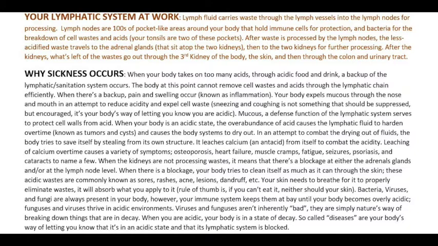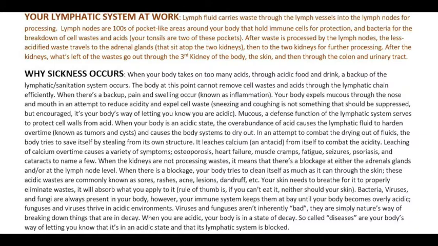After waste is processed by the lymph nodes, the less acidified waste travels to the adrenal glands that sit atop the two kidneys, then to the two kidneys for further processing. After the kidneys, what's left of the waste goes out through the third kidney of the body, the skin, and then through the colon and urinary tract.